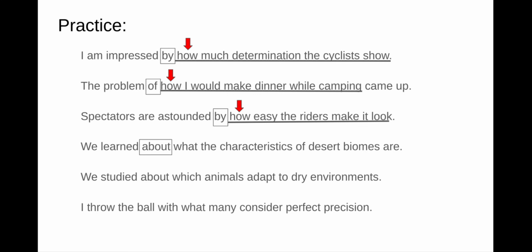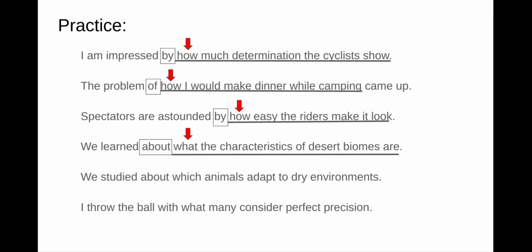The fourth one: we learned about. So there is your preposition. Do we have an introductory word? Yes, we do. And "we" is our subject, "learned" is our main verb, so we can go all the way to the end of the sentence. Let's look at the next one. We studied about which animals adapt to dry environments.